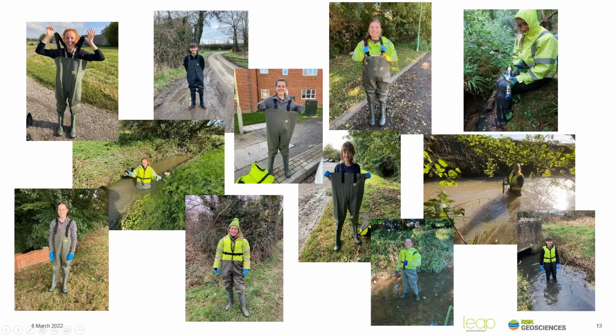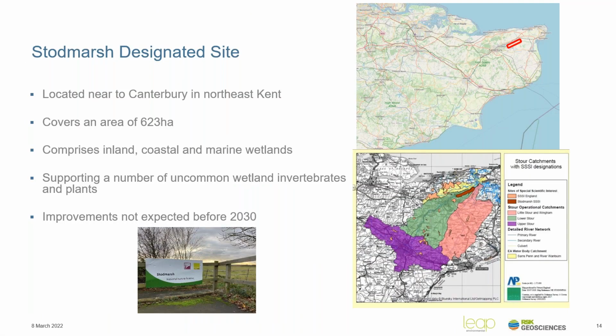So this is us, lots of people donning waders, getting into watercourses. And where have we been doing it? Well, predominantly the Stock Marsh. It's located just outside of Kent, just outside of Canterbury, northeast end of Kent. It covers an area of over 600 hectares. Includes inland and coastal and marine wetlands, lakes and lagoons, which supports a number of uncommon wetland invertebrates and plants.